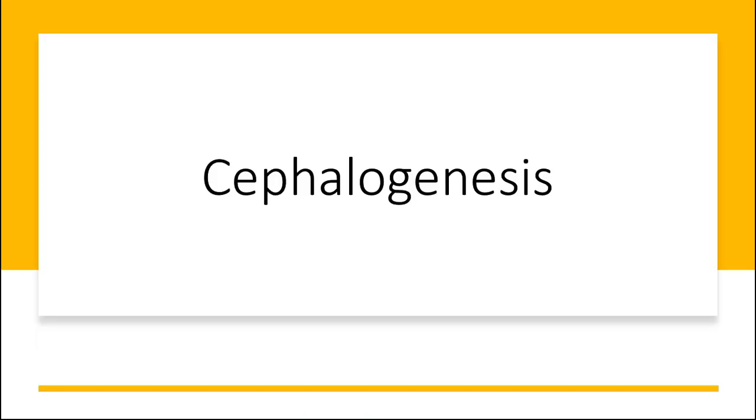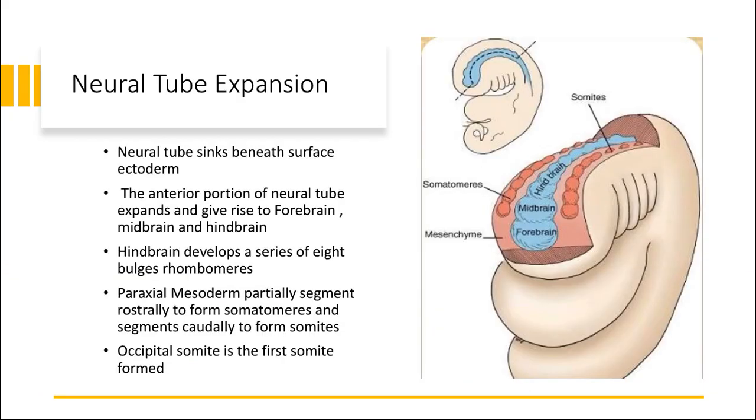The hindbrain develops a series of 8 bulges, which are called rhombomeres. Paraxial mesoderm partially segments rostrally to form somitomeres and segments caudally to form somites. Rostrally and caudally are different positions like anterior and posterior, the upper end and the lower end. So the upper end, the rostral side, gives rise to somitomeres, and the caudal side, which is the lower, posterior side, gives rise to somites. The occipital somite is the first somite formed.